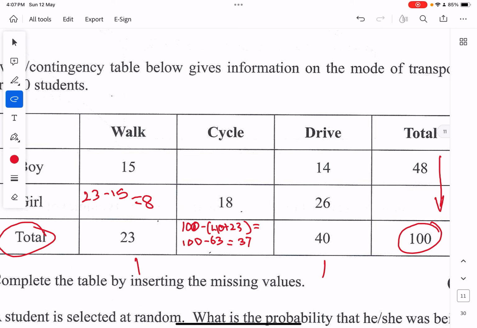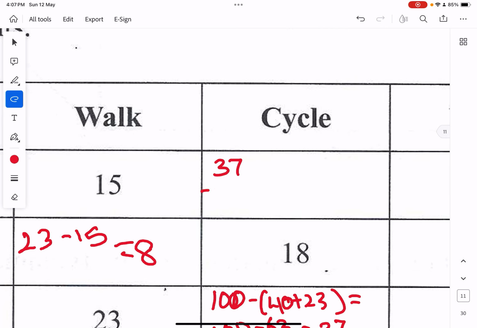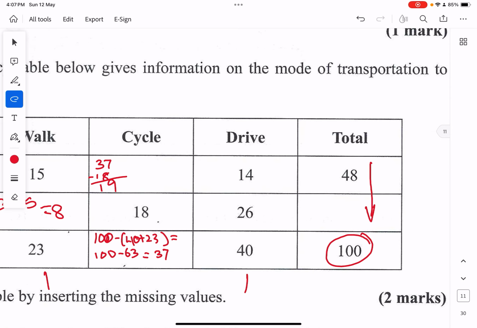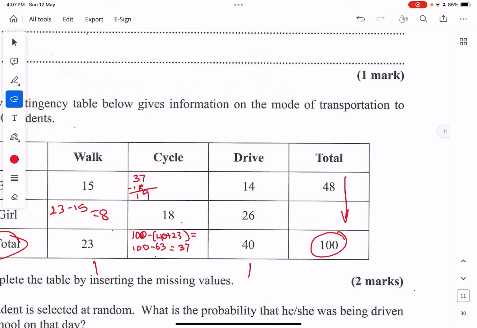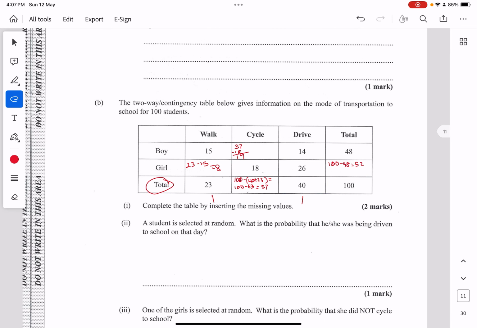Now that we have the total here, we can figure out what our boy figure is for cycle, and that is going to be 37 minus 18, which is going to be 19 here. And of course 100 take away 48 is 52. So table completed.